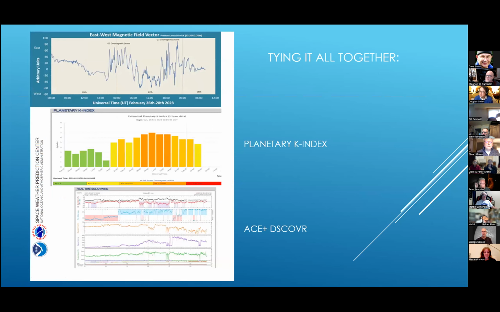Okay, so tying it all together, basically we've got this little device that's providing this output. It correlates very well with the planetary K index and with data from ACE and the DSCOVR satellites, where you can see when activity is increasing on my system, you start to see activity increasing on satellite data. So basically you can tie it all together.